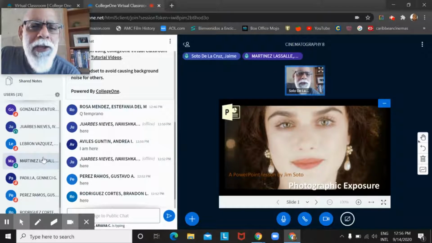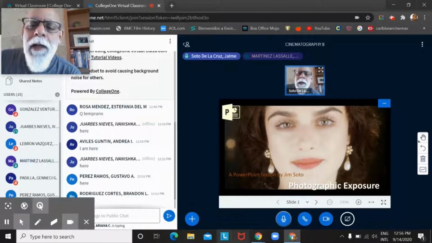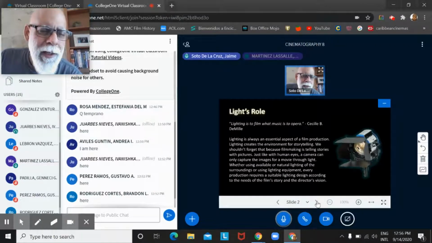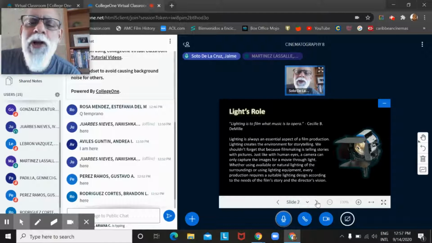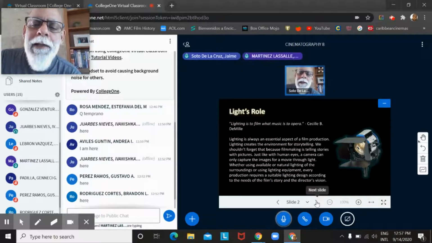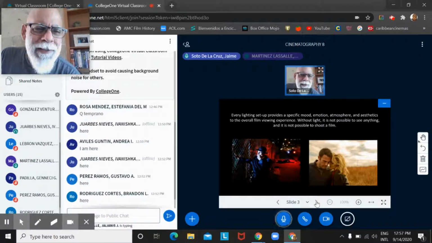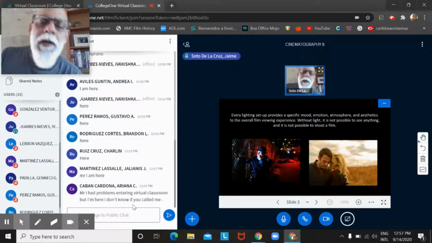Today we will continue exploring photographic exposure. In our last lesson, we were talking about the importance of mastering exposure, the same way it's very important to master composition. Working with exposure is working with light, creating different light designs, and controlling light so we can end up having the images that we want.